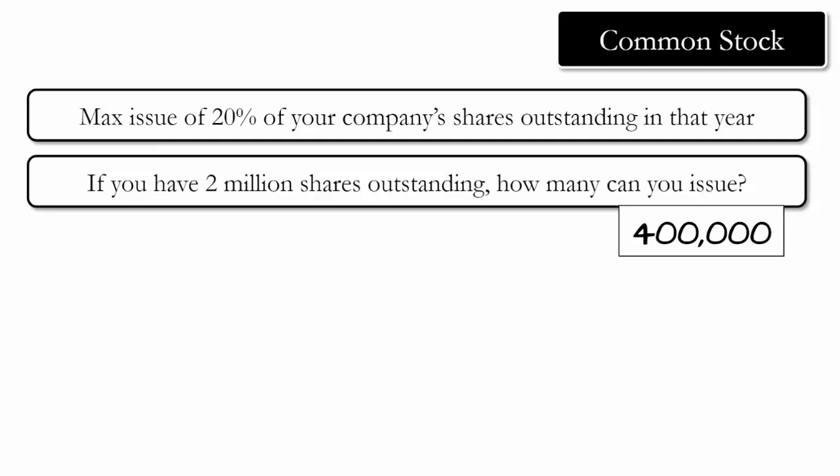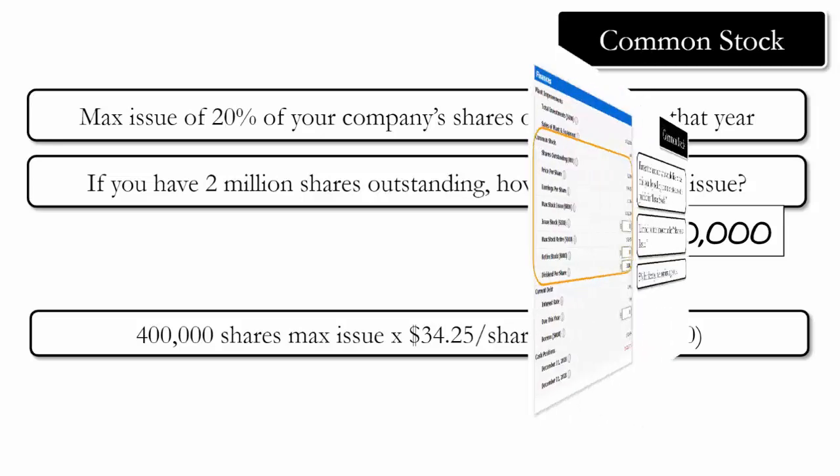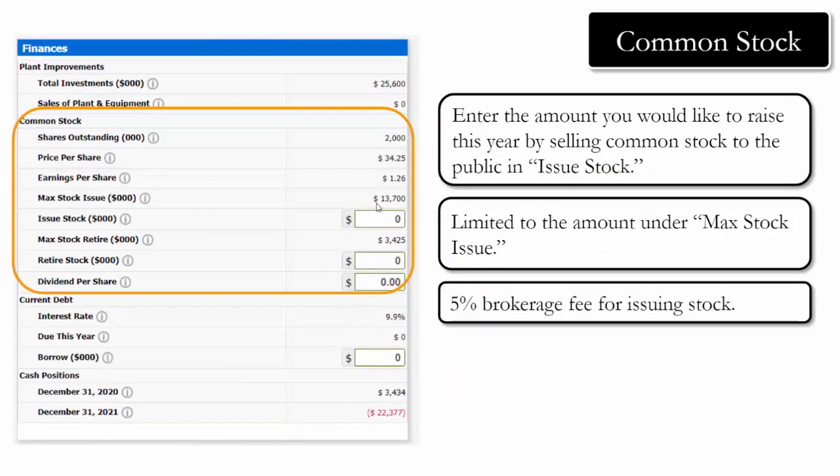If you have 2 million shares outstanding, you can issue a maximum of 20% of 2 million, which is 400,000 shares. At the price of $34.25 per share, what is the maximum amount you can raise through stock issue? 400,000 shares times $34.25 per share gives us $13,700,000 as the maximum dollar amount we can raise. Capsim displays the maximum stock issue of $13,700,000 that we just calculated automatically.